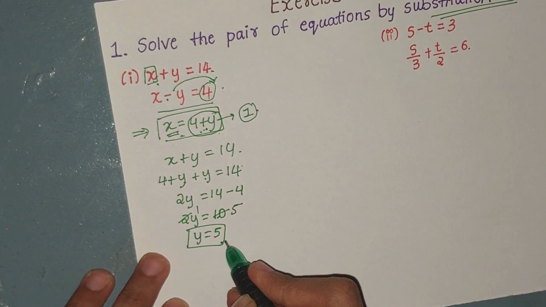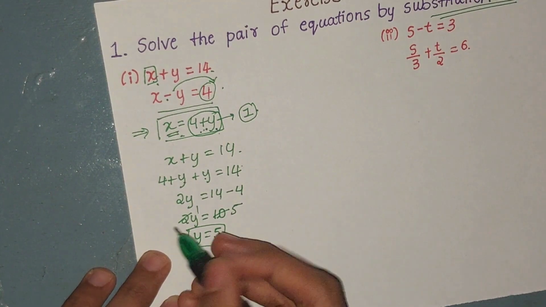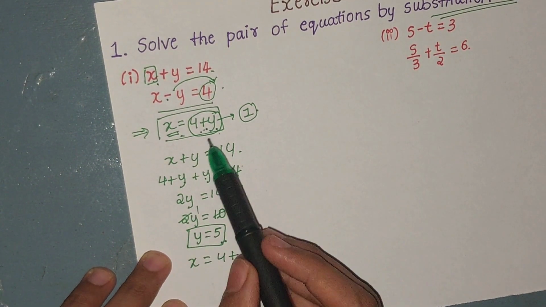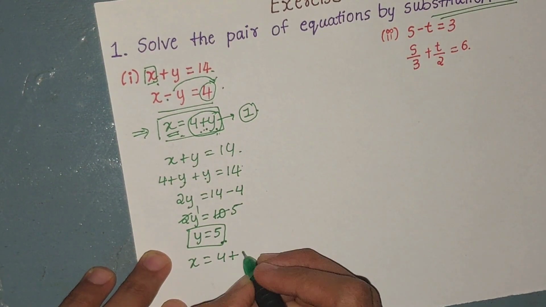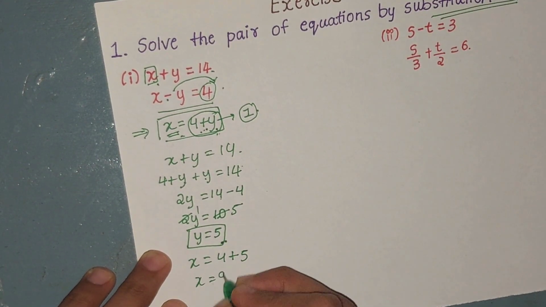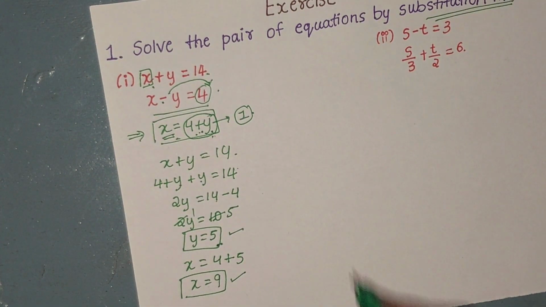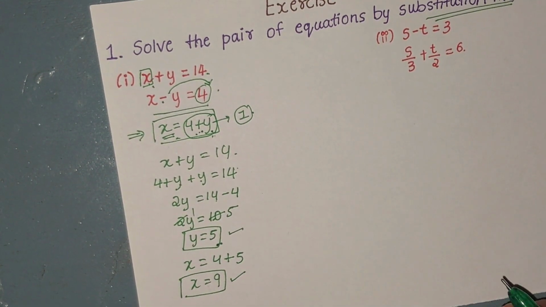Now substitute this into this equation. x is equal to 4 plus, in place of y you're going to substitute 5. So x is equal to 9. So my y is 5 and x is 9.